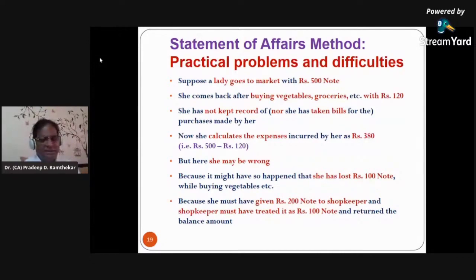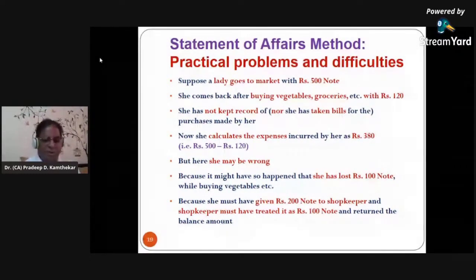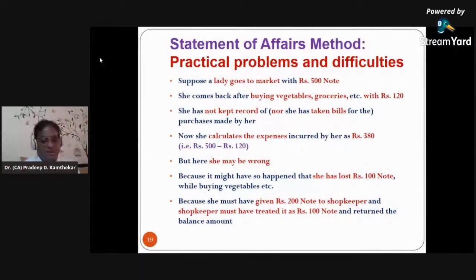But here, friends, she may be wrong. Because it might have happened that she has lost a 100 rupee note in the market while buying something. It might have happened that a particular shopkeeper must have taken a 200 rupee note from her, and by treating, knowingly or unknowingly, that note as a 100 rupee note, he must have returned the balance amount to her. So certain things going on approximate basis never help in accounting, because you know one thing.